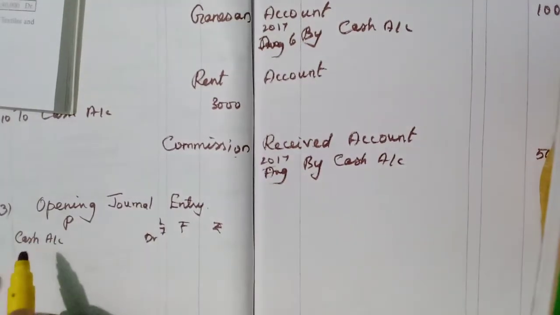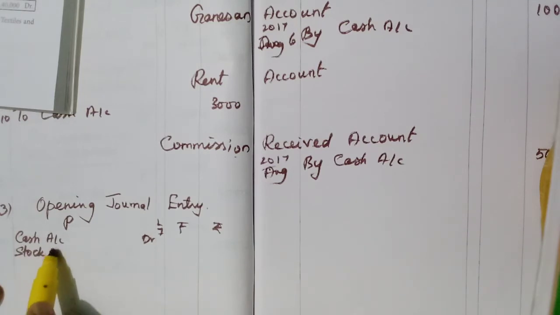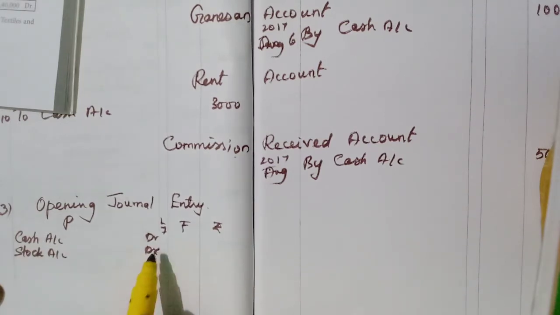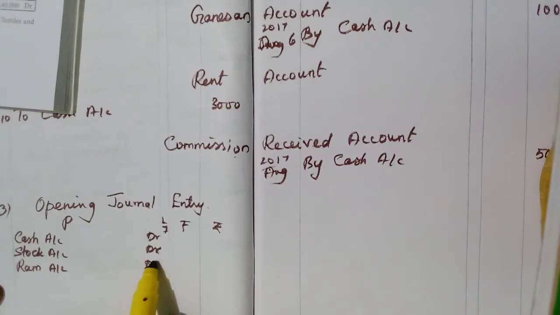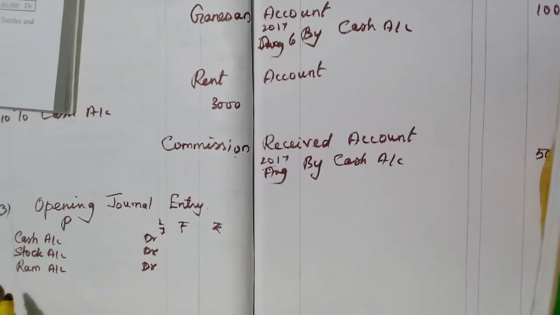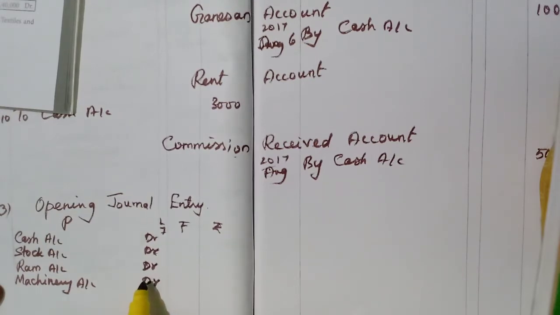Then stock account debtor. Amount due from Ram. So Ram account debtor. Machinery 40,000. So machinery account debtor. Then liabilities. Liabilities means credit, isn't it? So we need to credit to amount due to Vijay. So Vijay account.